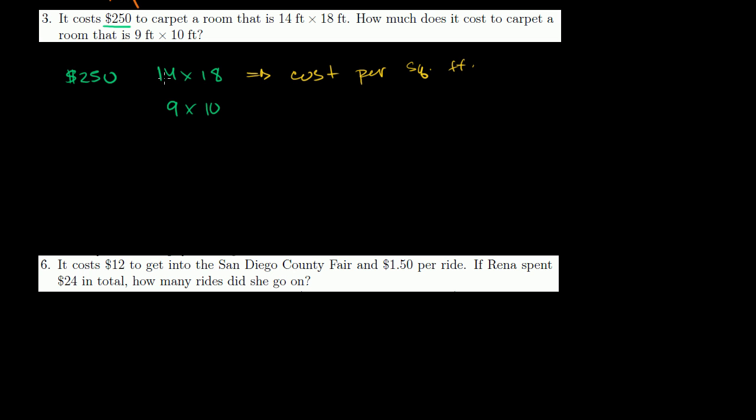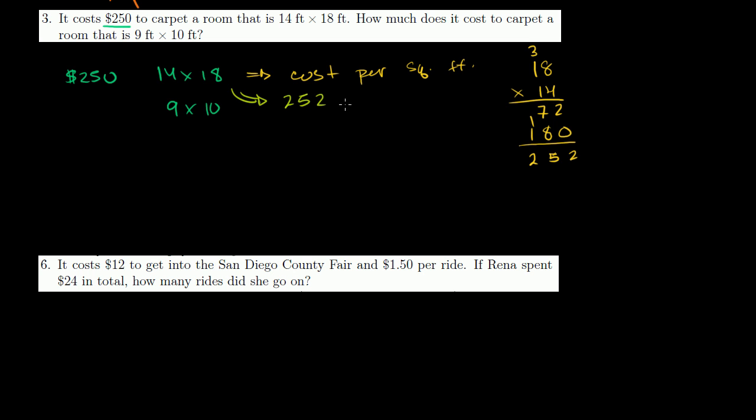So in this situation, we had 14 by 18. So how many square feet is that? So I'll multiply it out. 18 times 14. 4 times 8 is 32. 1 times 4 is 4, plus 3 is 7. 1 times 8 is 8. 1 times 1 is 1. So it's 252 square feet. So 14 times 18, this is 252 square feet.